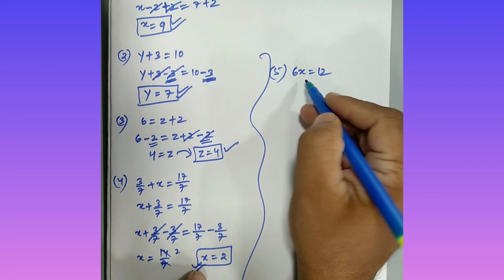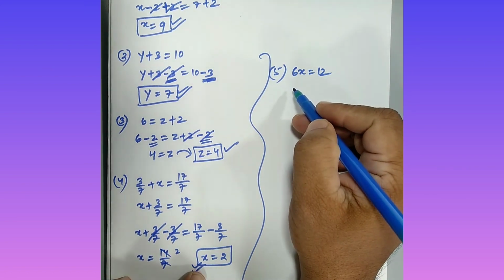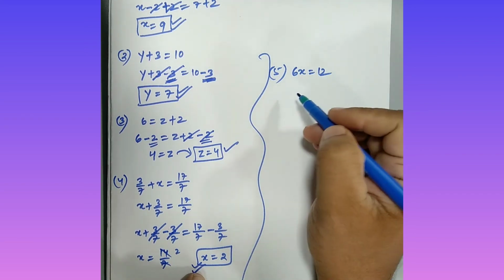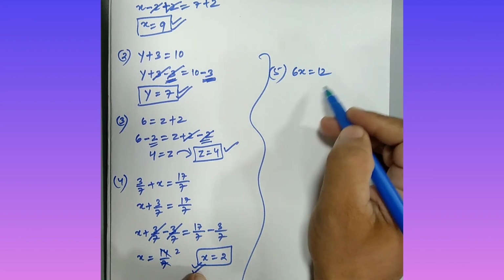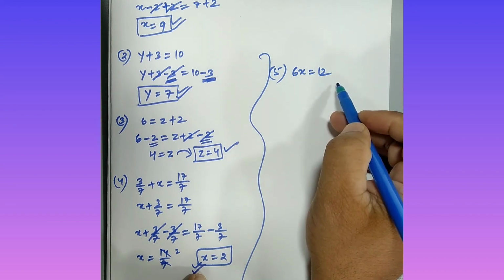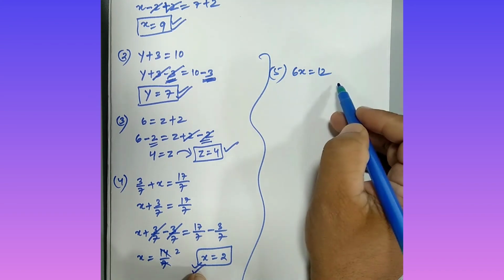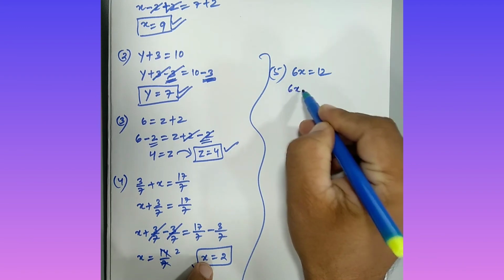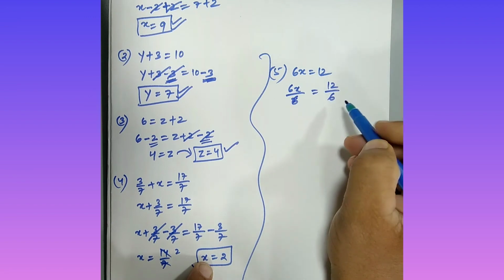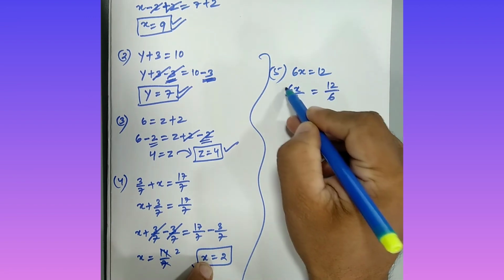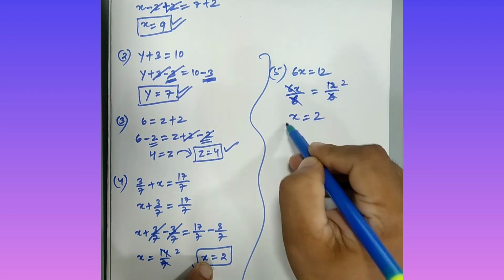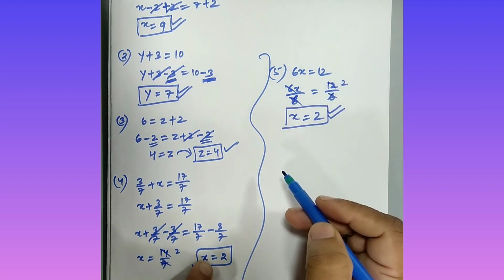Just look at here, 6x. What number should I write here so that I will get the value x only? The 6 will cancel, so what do I have to do? I have to divide by 6 both sides, LHS as well as RHS. So 6x by 6, and on the RHS, 12 by 6. So 6 cancellation, you are getting x equal to 12 by 6, which is 2. So x value is equal to 2.